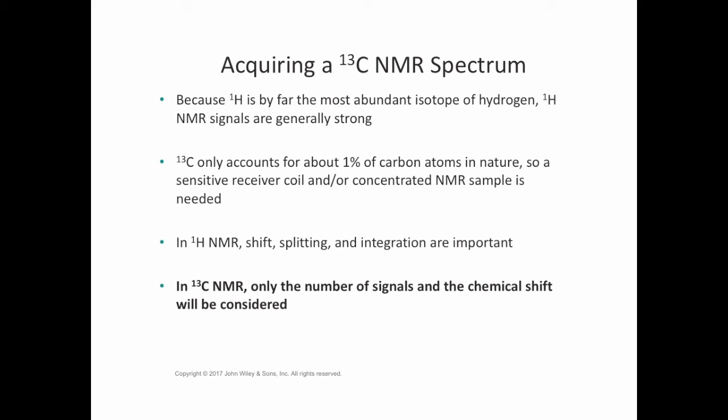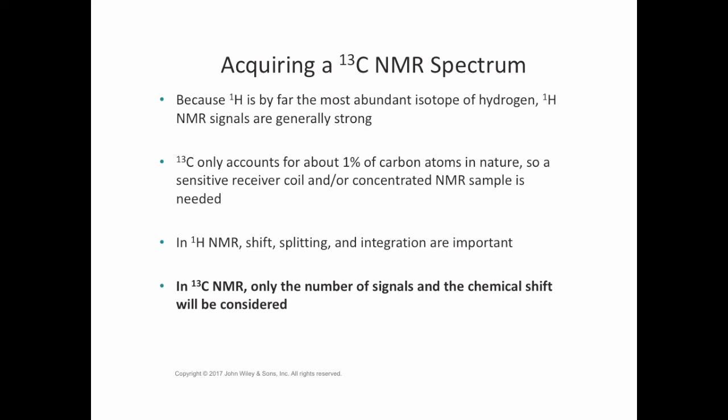Proton NMR can be quite complex because you have to think about the chemical shifts in addition to integration, in addition to splitting patterns, and the number of signals. By contrast, carbon-13 NMR is very simple.